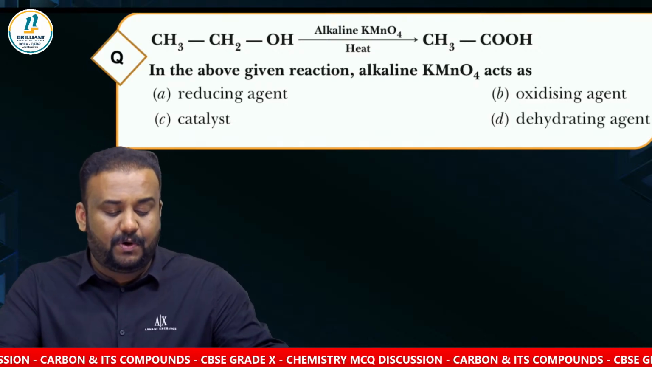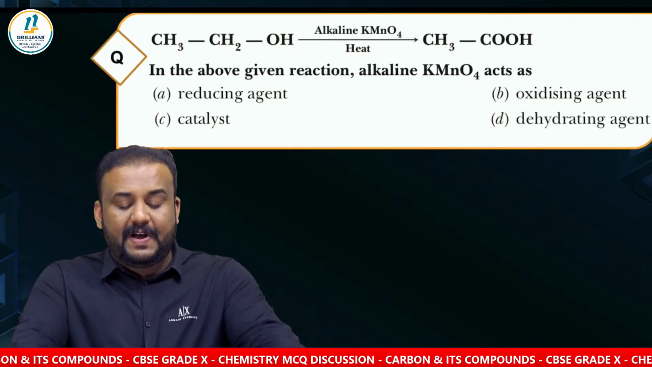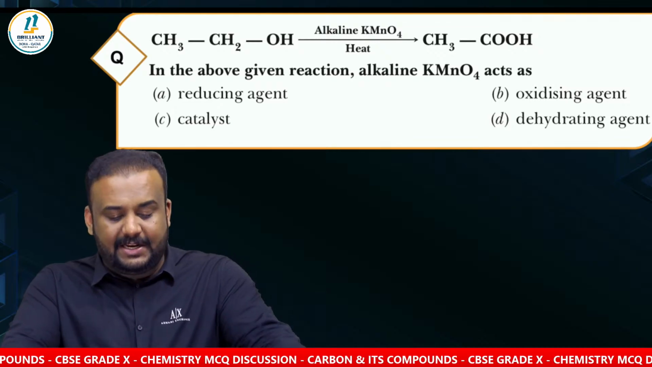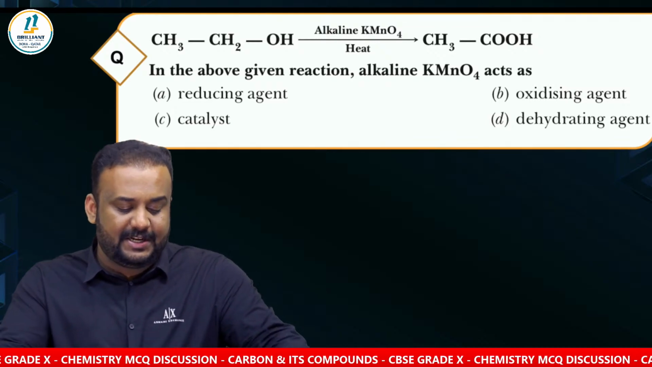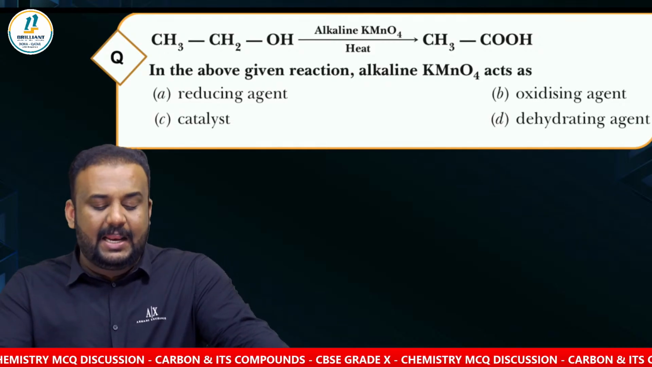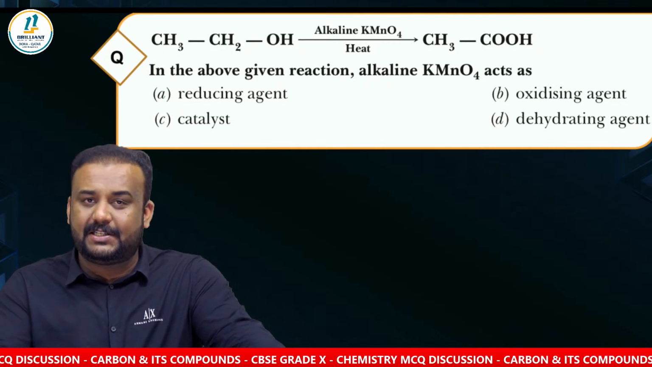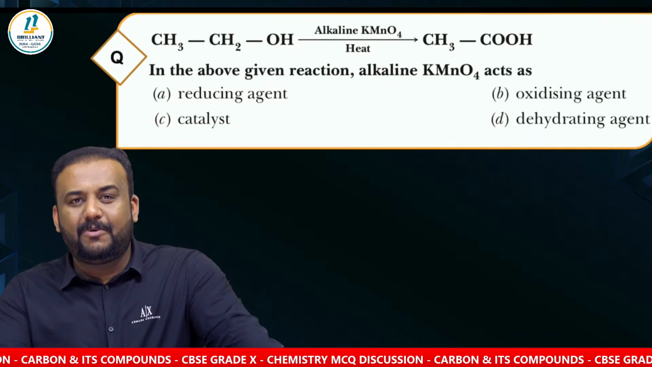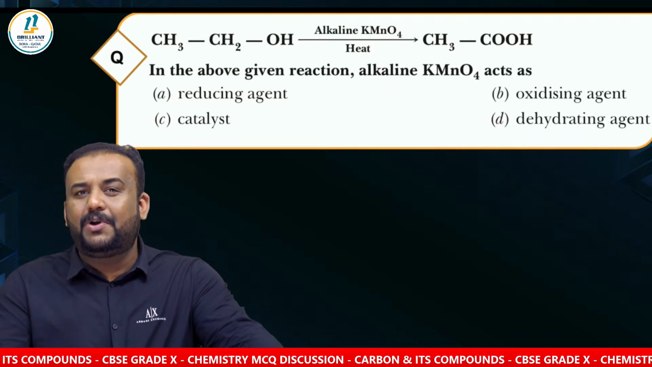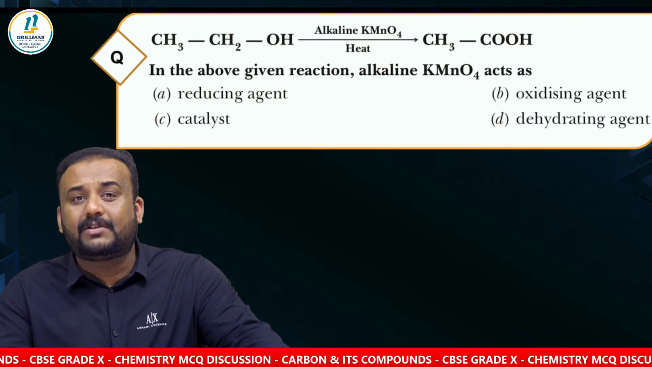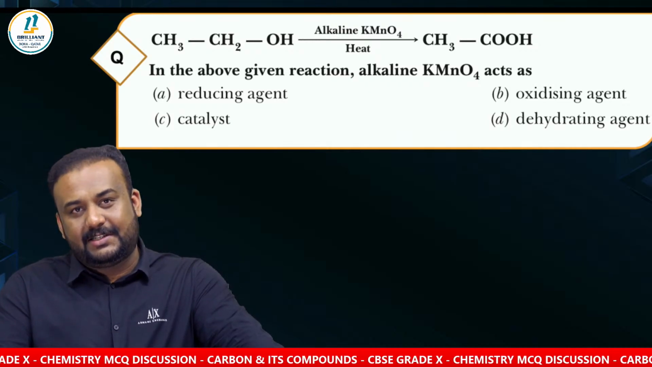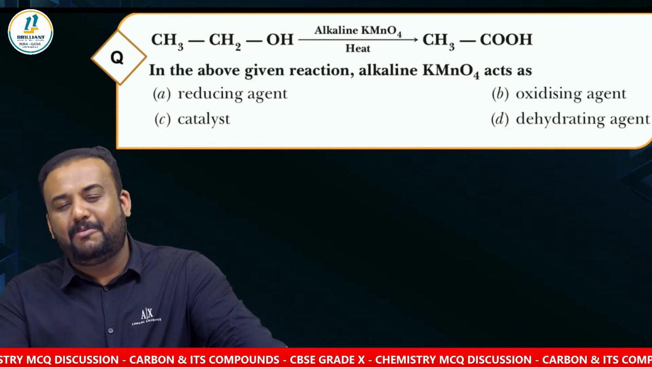CH3CH2OH in the presence of alkaline KMnO4 and heated gives CH3COOH. In the above given reaction, alkaline KMnO4 acts as what? Come on, a very important question. We already talked about this, right? I told you that alcohols can be oxidized to carboxylic acids, right? So what is the role of alkaline KMnO4 here?